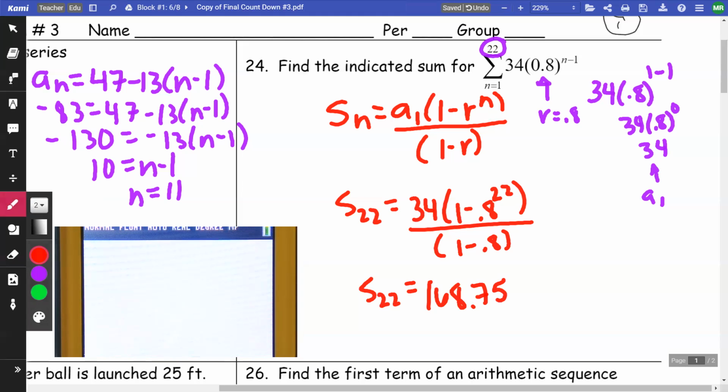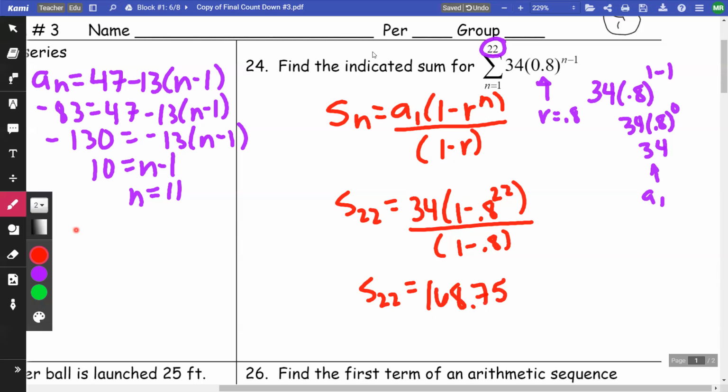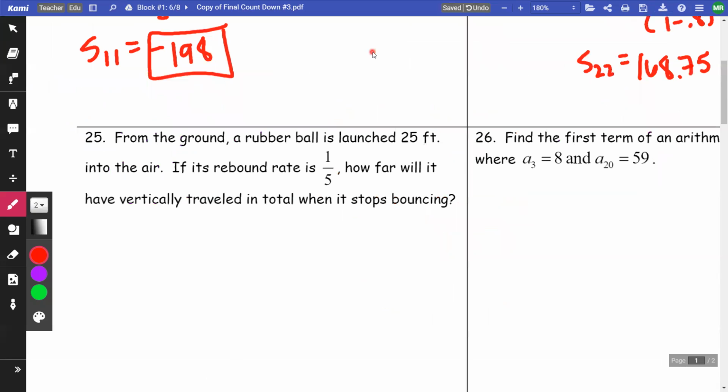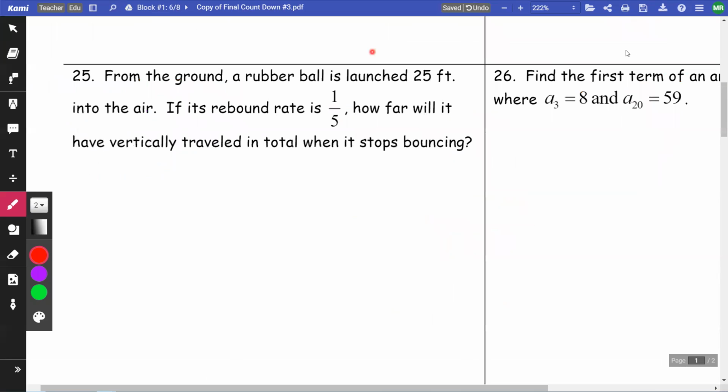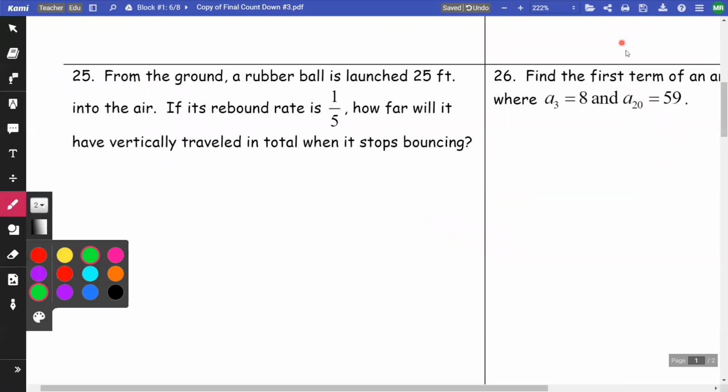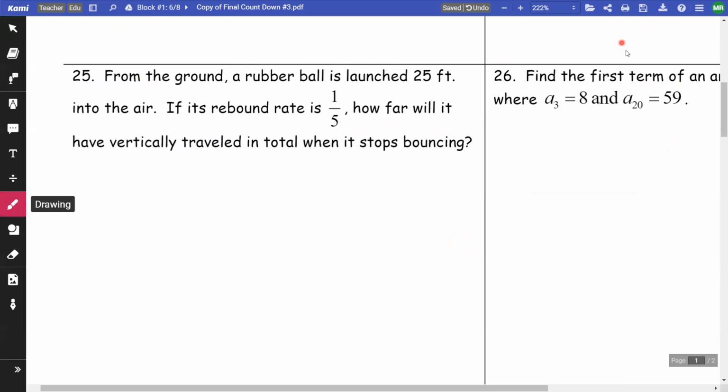Okay, so next problem, number 25. This is a word problem that's dealing with an infinite geometric series. We have a ball that's bouncing. It's launched 25 feet into the air and it rebounds 1/5. How far will it have traveled vertically in total when it stops bouncing?